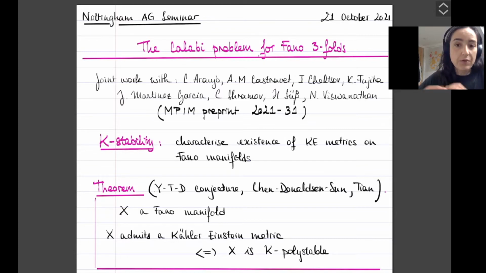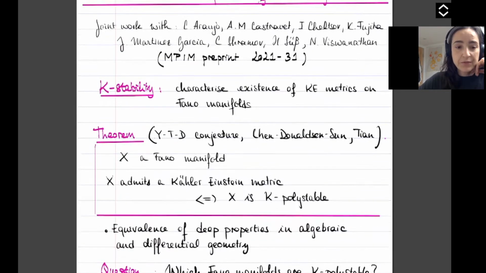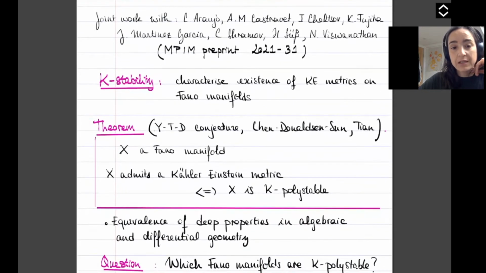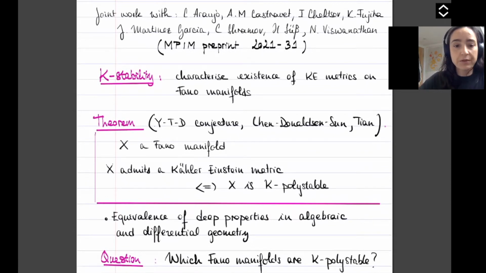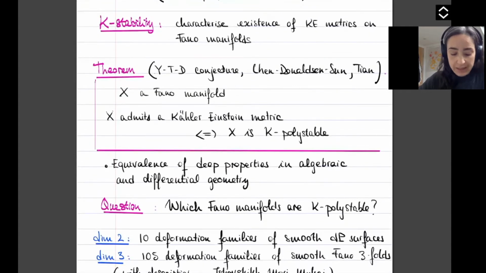So the theorem that was proved a few years ago by Chen, Donaldson, Sun, and independently by Tian, which was known as the Yau-Tian-Donaldson conjecture, is that if X is a Fano manifold, then X admits a Kähler-Einstein metric if and only if X is K polystable. Now, this is an equivalence of really deep properties in algebraic and differential geometry, which are little understood on both sides. So the question we started thinking about was which Fano manifolds are K polystable.